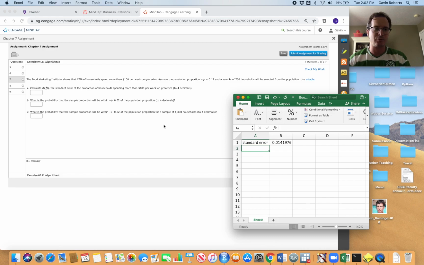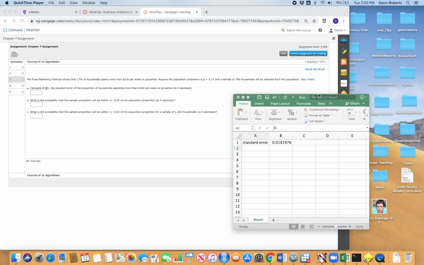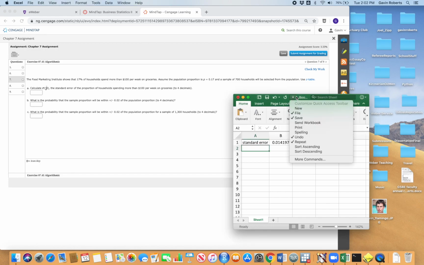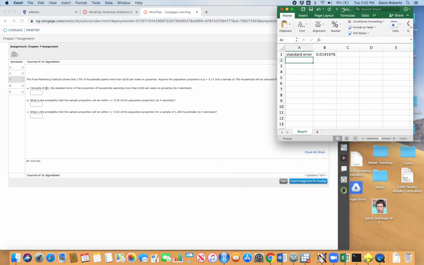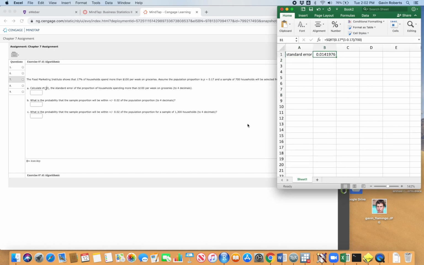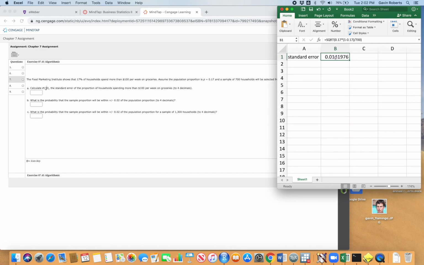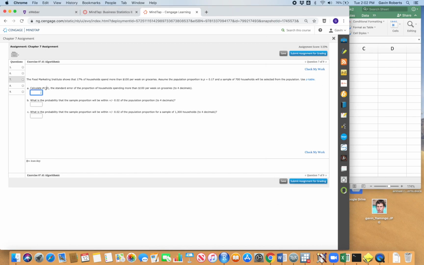Sweet. Should we check it out? It wants 4 decimal places, 0.0142. We have to round. Oh no, I froze, sorry. I'm going to miss my movements now. It freezes up. It doesn't like it. I'm going to make this bigger now, though. Standard error. It wants 4 decimal places. Notice, rounding. 0.0142. Let's check it out. 0.0142. Check it.